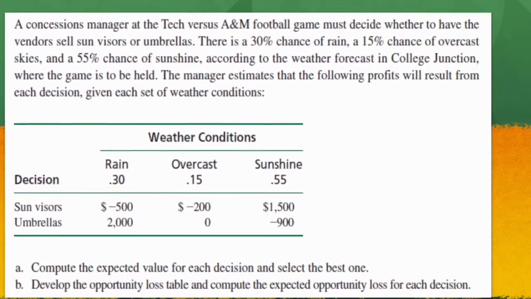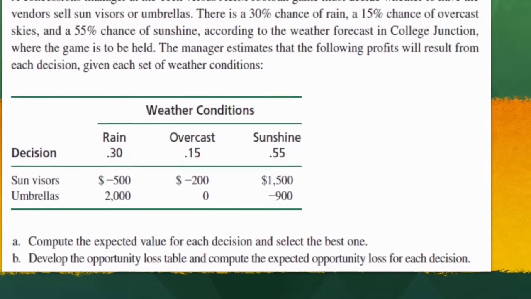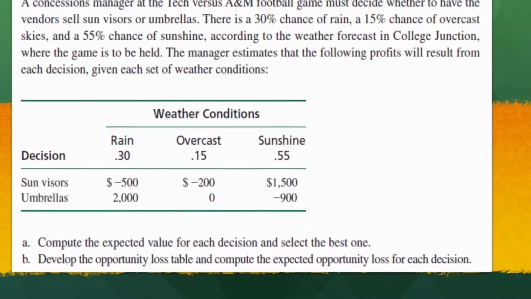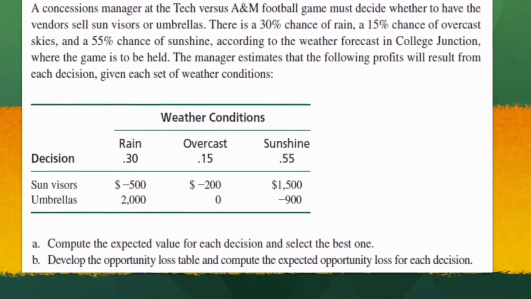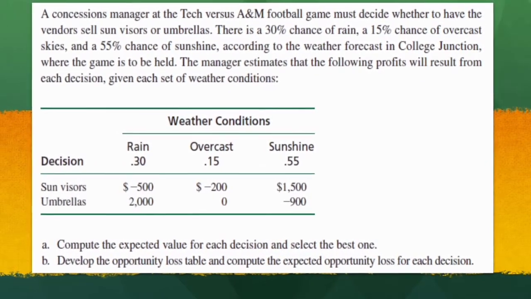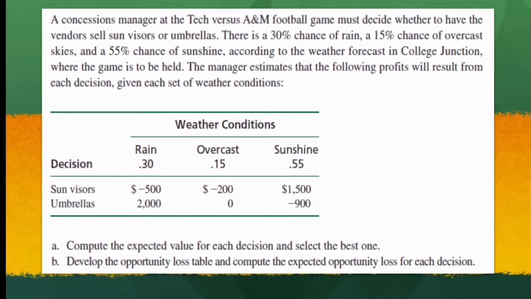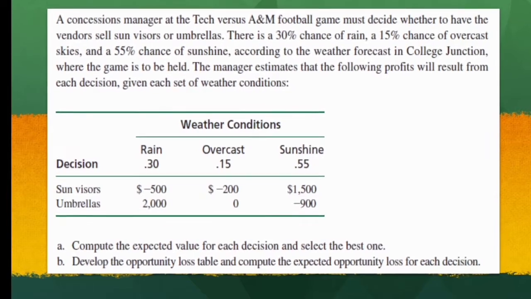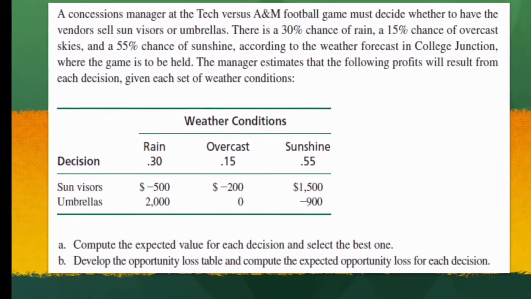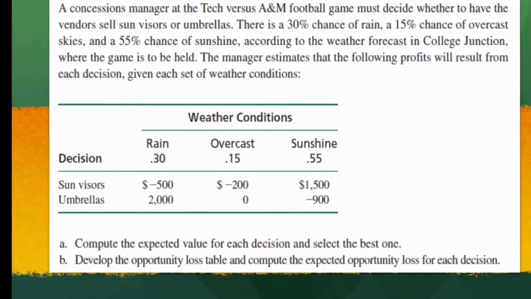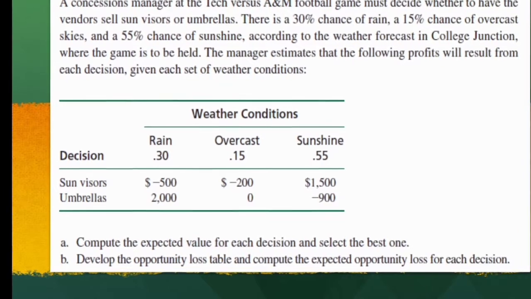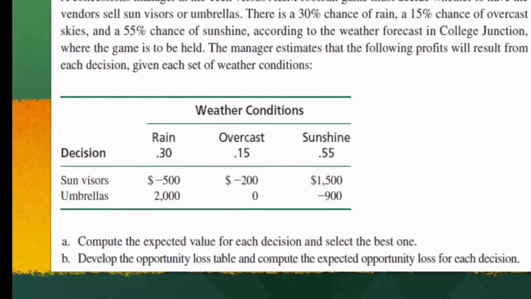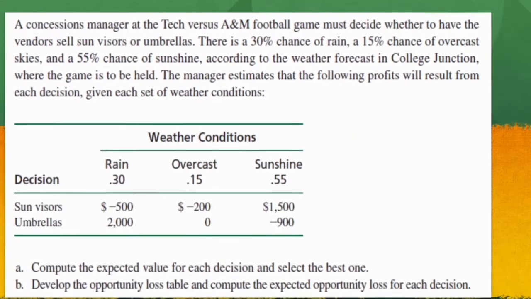So for sun visors under the rain forecast, there will be a loss of $500. Under the overcast forecast, it will have a loss of $200, and under the sunshine forecast, it will have a gain of $1,500. However, the umbrella under the rain forecast will have a $2,000 gain, zero balance in overcast, and a loss of $900 under sunshine.